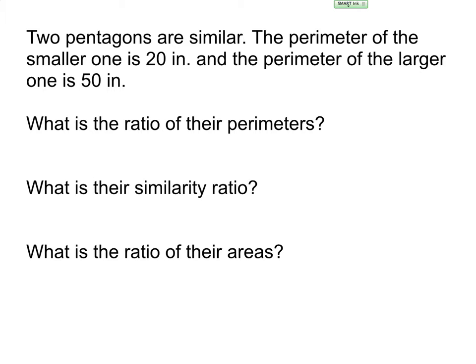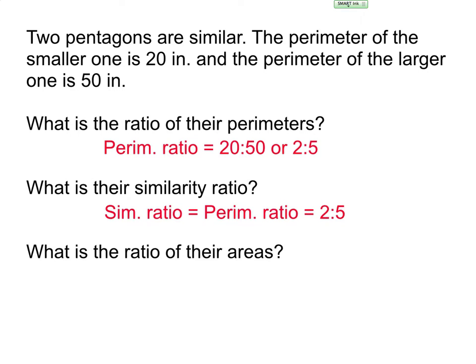And for the last example, 2 pentagons are similar. The perimeter of the smaller one is 20 inches. The perimeter of the larger one is 50 inches. So what's the ratio when I compare perimeters? 20 to 50, does that reduce? 2 to 5? Okay, that's the perimeter ratio. Now what's the similarity ratio of just the separate sides? 2 to 5, it's the same. The perimeter ratio and similarity ratio are always the same.